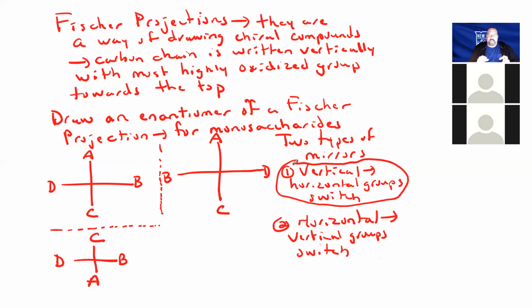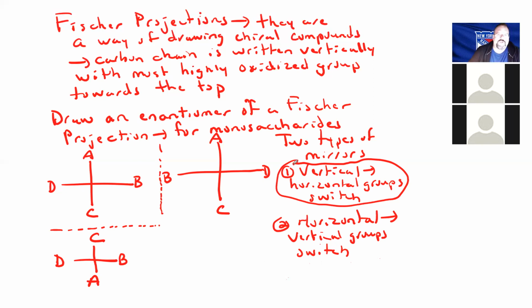So the idea of writing the chain vertically would still hold, but now the most highly oxidized group would not be towards the top. The most highly oxidized group would be towards the bottom. And that essentially goes against how a Fisher projection should usually be drawn. So that's why, for all intents and purposes, it's the vertical mirror that's used rather than the horizontal mirror. We're going to see that as we do our examples of monosaccharides in a few minutes.